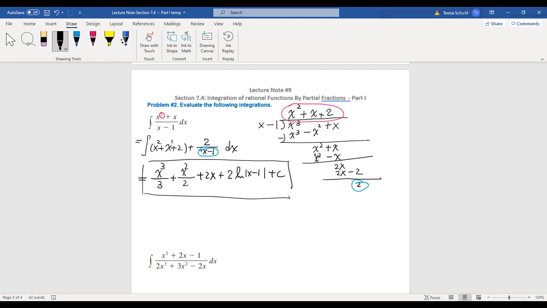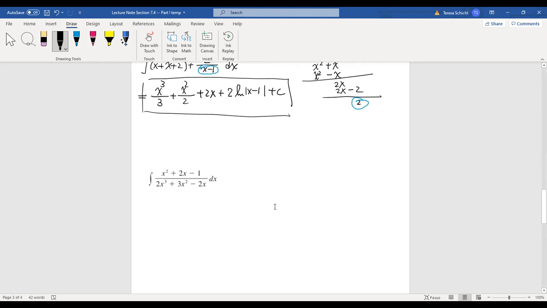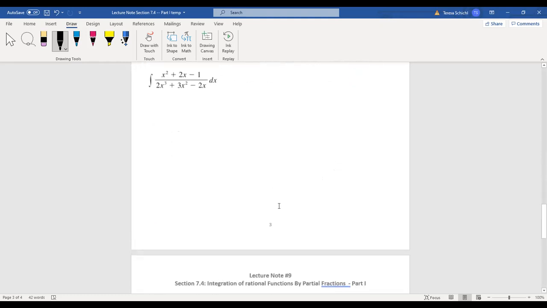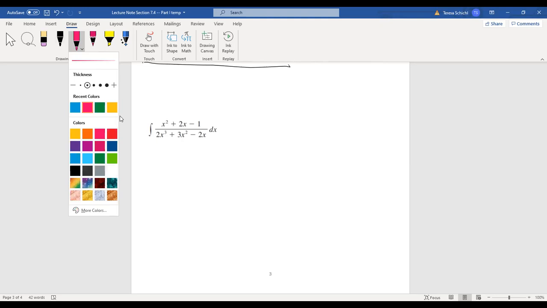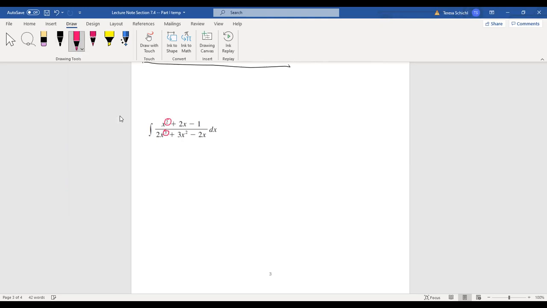Okay, now let's take a look at the second one. This is x squared plus 2x minus 1 over 2x cubed. The top is x squared, and the bottom is x cubed.